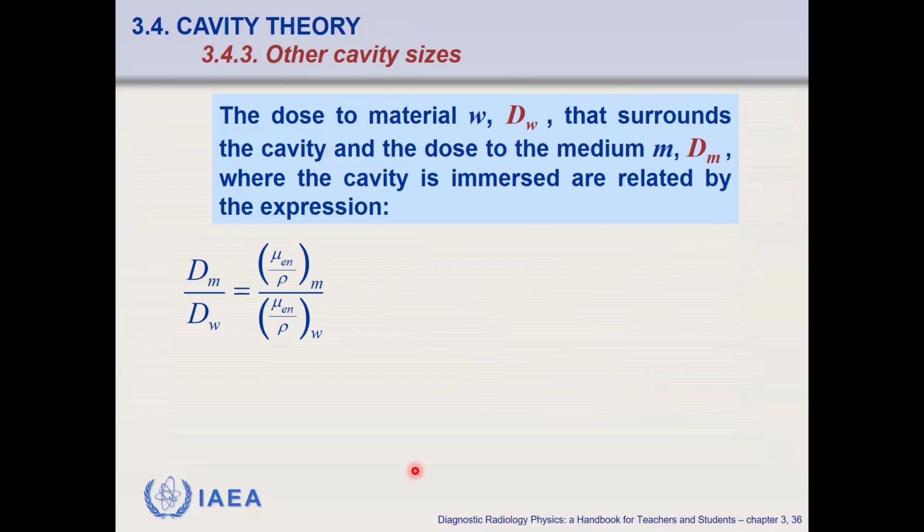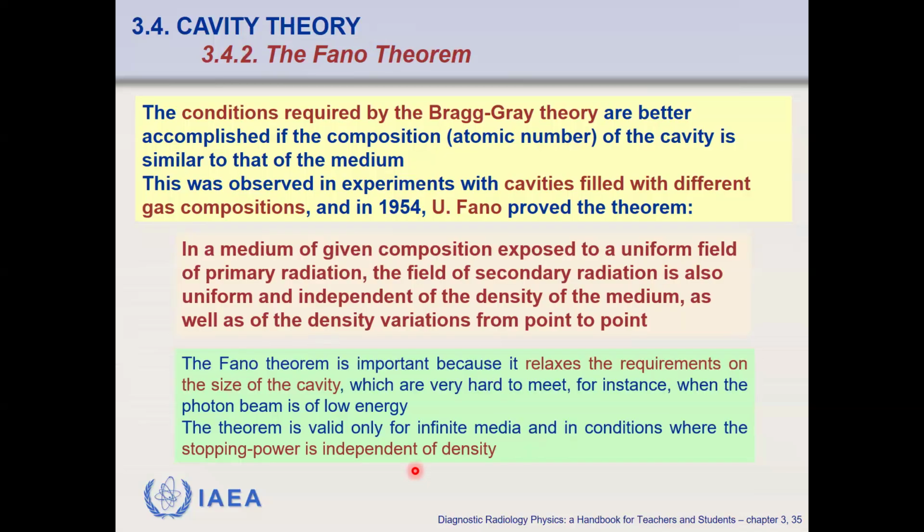So, the Fano theorem refines the Bragg-Gray theory by considering the spectral distribution of secondary electrons and their energy loss processes within the cavity and the surrounding medium. So it takes into account the fact that the stopping power of a material depends on the energy of the incident particles.